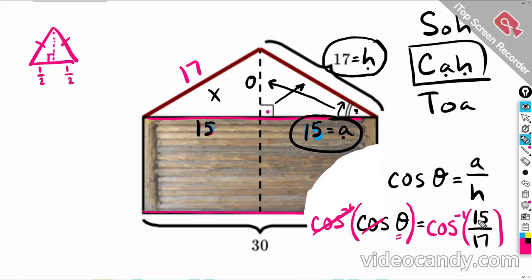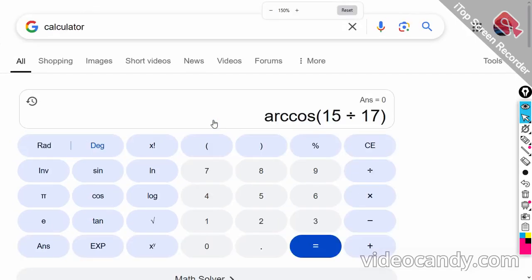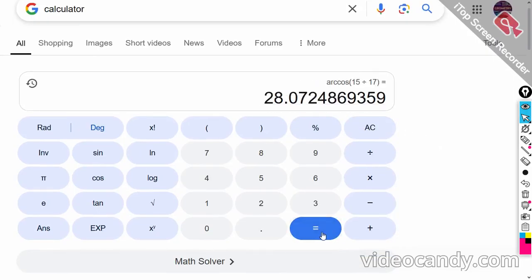I'm going to do inverse cosine of 15 over 17 on the calculator. Make sure you are set to degrees, and let's round off to 1 decimal place. All right, let's go to the calculator. All right, make sure you're set to degrees. And I'm going to do INV, inverse cosine of 15 divided by 17, close parentheses. All right, it says arc cosine, but that's the same thing. Hit equals, and we're rounding to 1 decimal place.